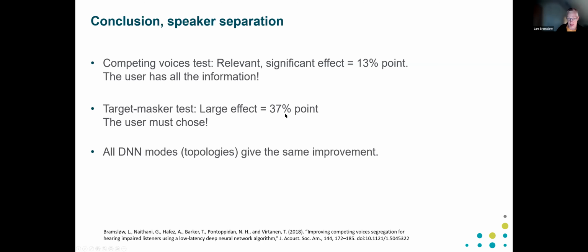We get a very large effect of 37 percentage points. And this is a case where the user must choose, leaving out the other talker completely in the scenario. And in this case, all the DNN modes give us the same improvement. So really the simple straight feed-forward network is just as good. And there's a reference there, JASA 2018, where you can read more about it.